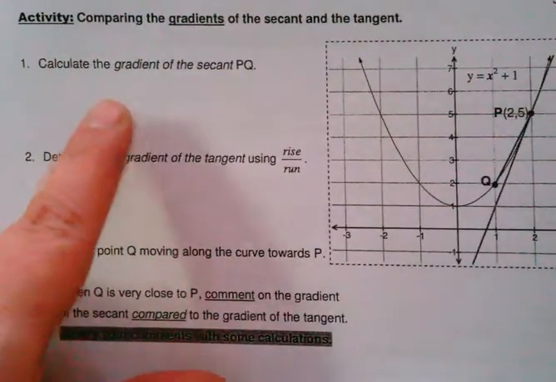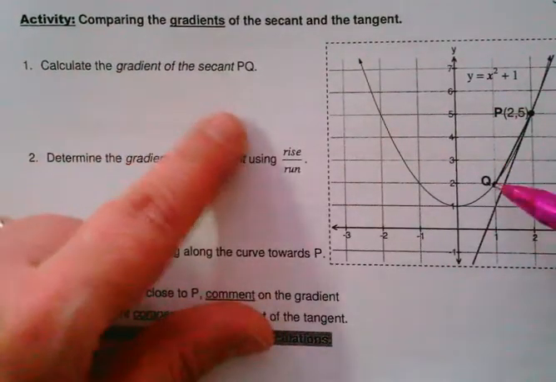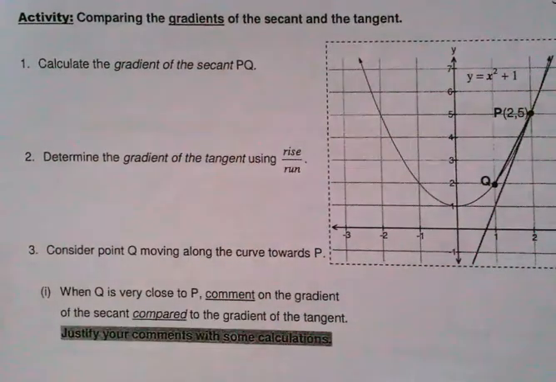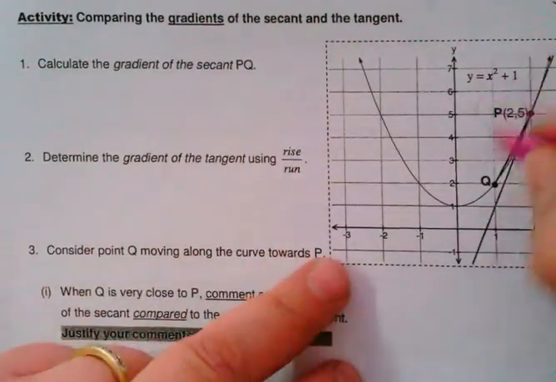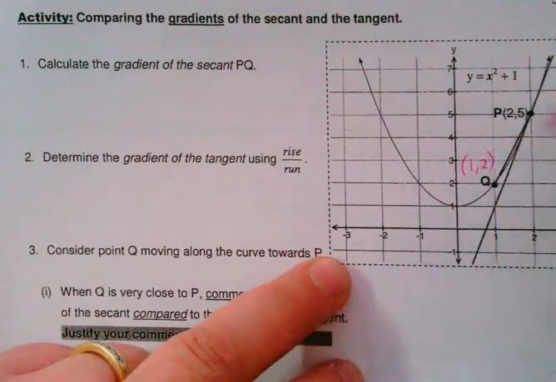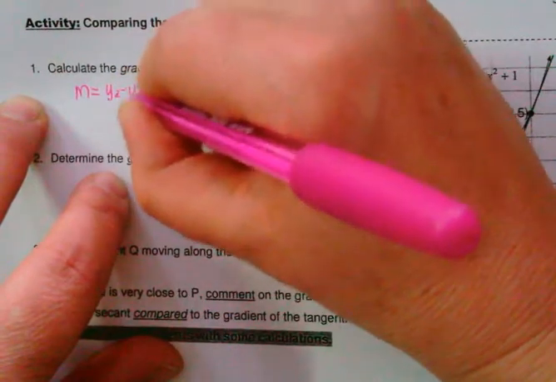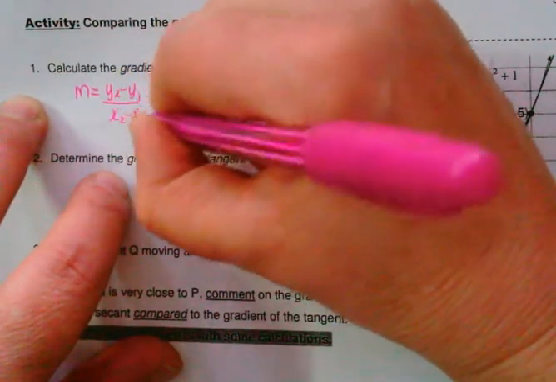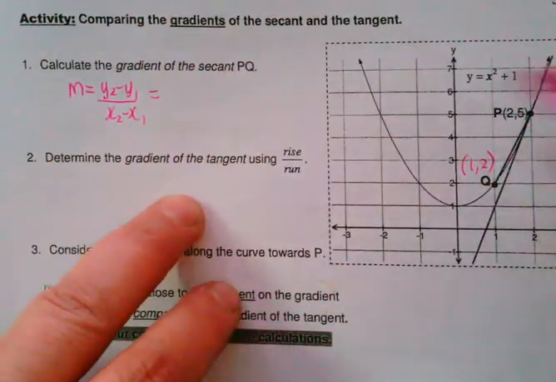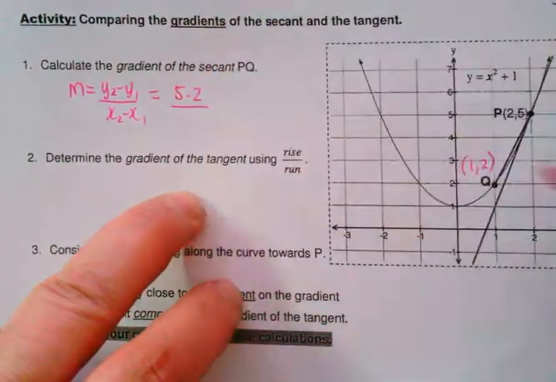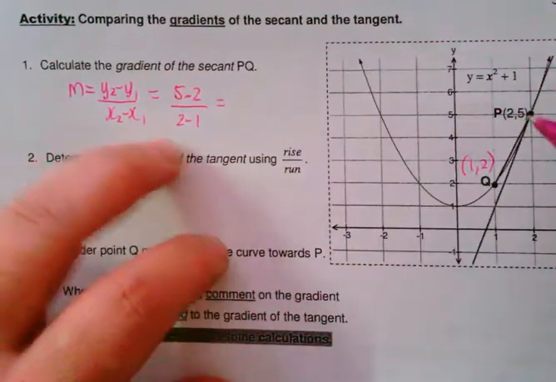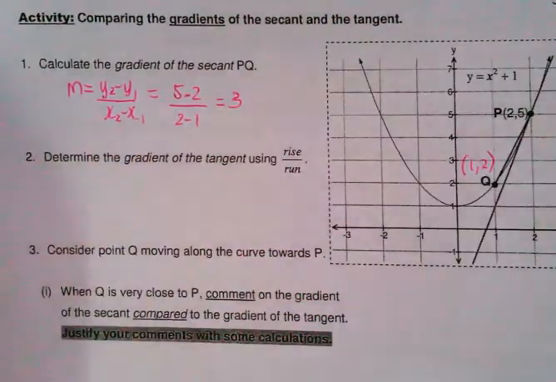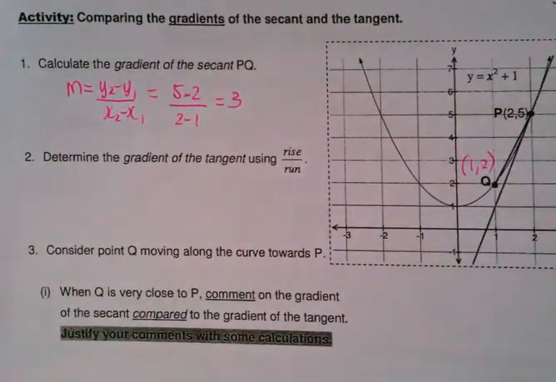Now let's calculate the gradient of the secant PQ. What are the coordinates of Q? 2, 5. The gradient of the secant is y2 minus y1 over x2 minus x1. So that's 5 minus 2 over 2 minus 1. What's that? 3. The gradient of the secant is 3.